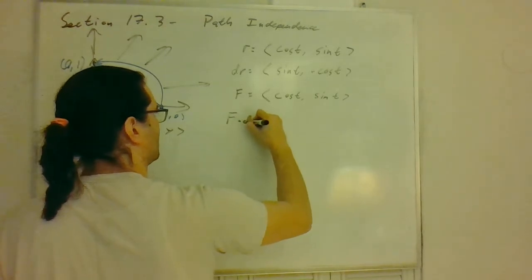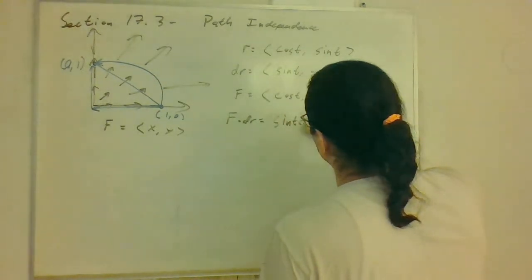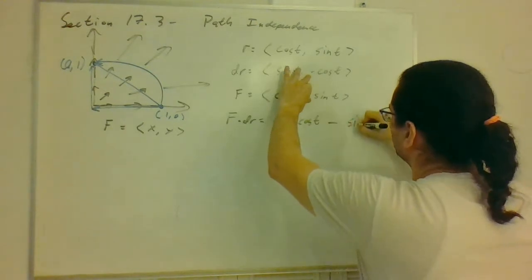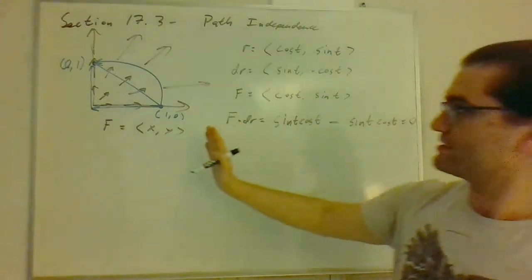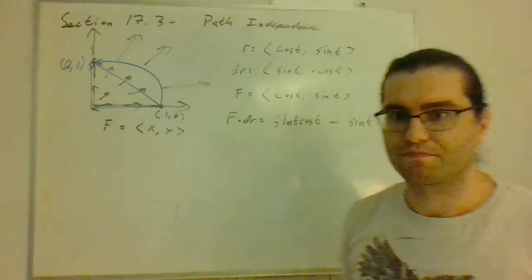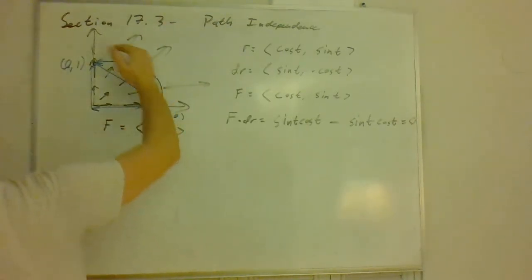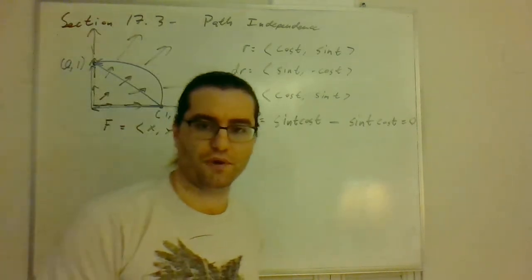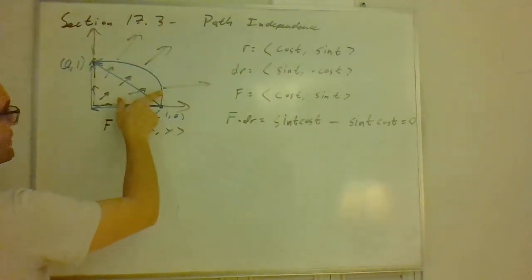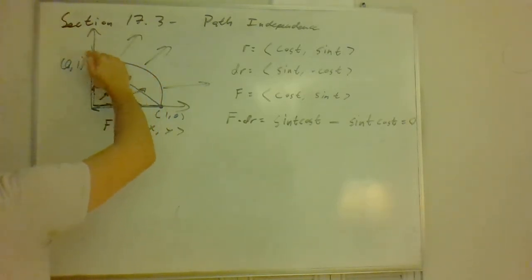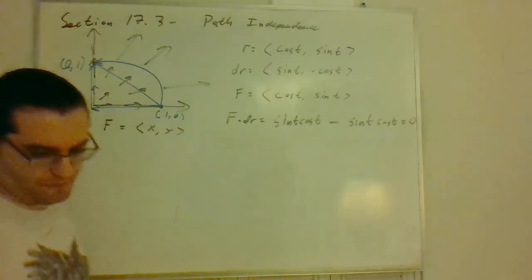And then f dot dr would be cosine t sine t minus sine t cosine t, which is 0. So if I integrate this, I will get 0. The amount of work that the explosion vector field does on the circle is 0 work, which sort of makes sense because this explosion is always pointing radially outward, so this vector field is always perpendicular to this curve, so we should expect the dot products to always be 0. So that is the circle.